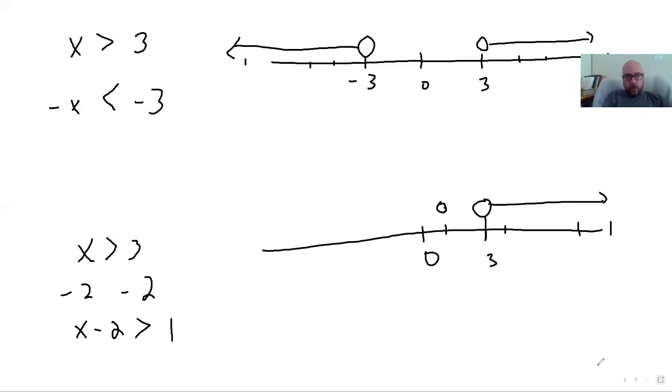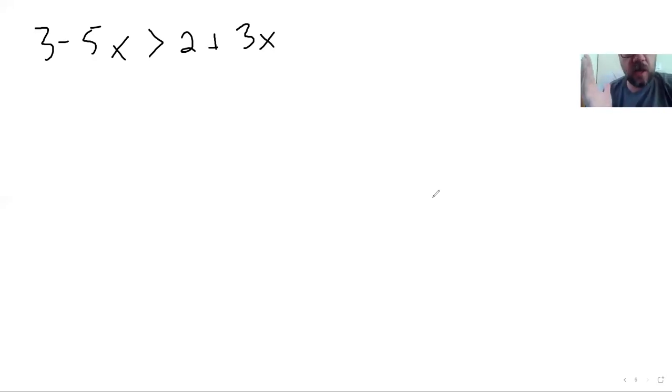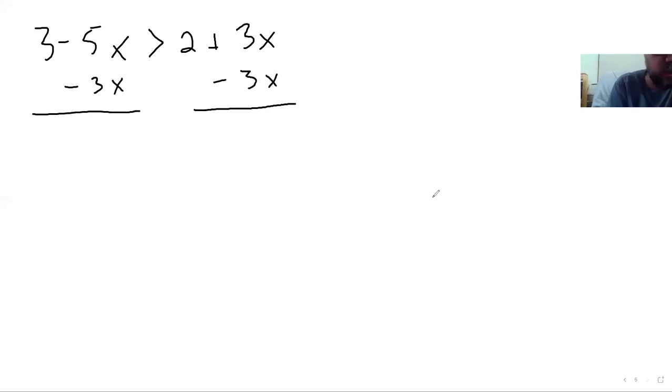So let's do one where we do something like that. So what if I had 3 minus 5x is greater than 2 plus 3x. All right, so I'm going to get everything over to the left side first. So I'm going to subtract 3x. And notice that that does not cause my sign to flip, because I am not multiplying or dividing by a negative number. I'm just subtracting.